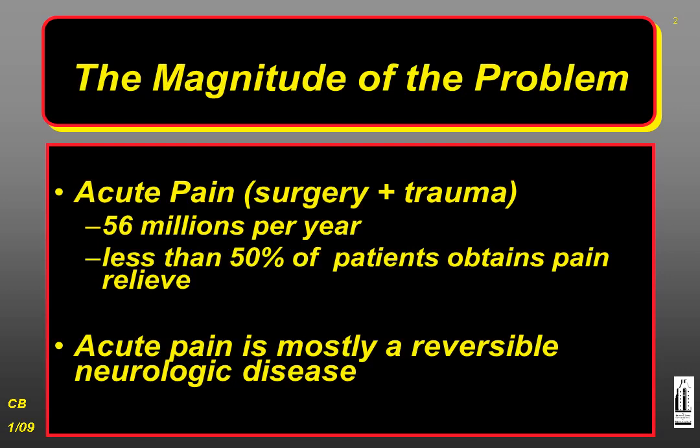Let us first consider acute pain. The magnitude of the problem of acute pain has been estimated to be about 56 million Americans suffering from acute pain, either post-surgical or post-traumatic pain. Before the introduction of acute pain services in major hospitals, it was estimated that less than 50% of patients suffering from acute pain obtained acceptable pain control. We can say that acute pain is most frequently a reversible neurologic disease.